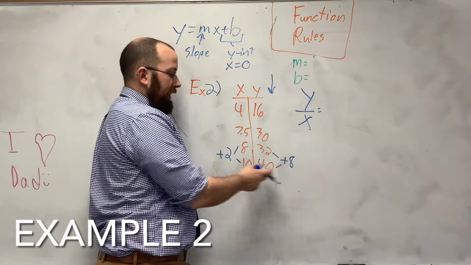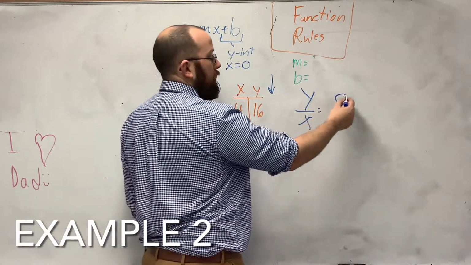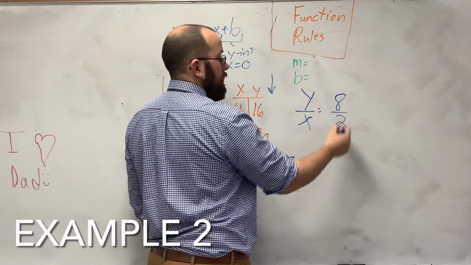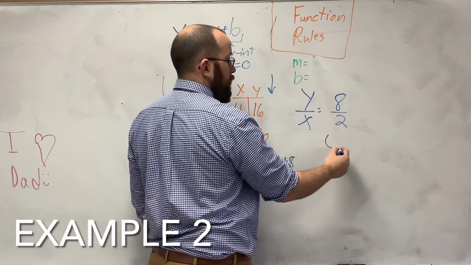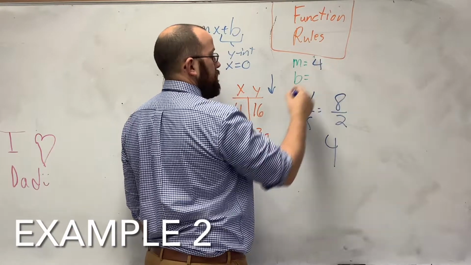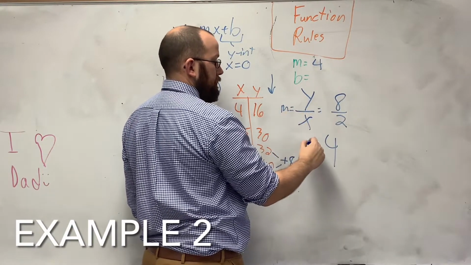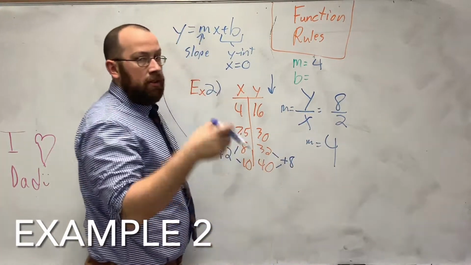So now I have an 8 and a 2. I put y over x, and that gives me 4. So my m, or my slope, is 4.